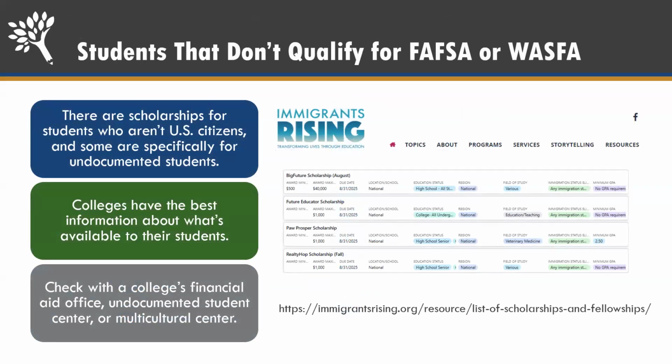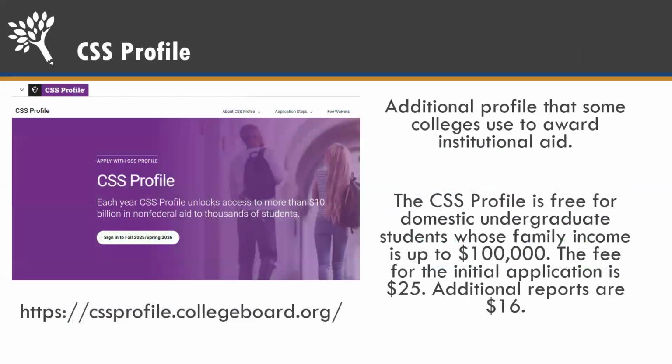So like I said, you might have some students who don't qualify for FAFSA or WAFSA, and that's when I really encourage doing scholarship applications at the same time all other students are doing FAFSA or WAFSA. And one of the ones I encourage is Immigrants Rising, because there's like 24 pages of scholarships that have no citizenship requirement at all. And I love that. And there are graduate scholarships on here, which is like the unicorn of scholarships. So this is a great page to use. I also encourage checking with the financial aid office, any of the multicultural centers on campus, just to see what's available.